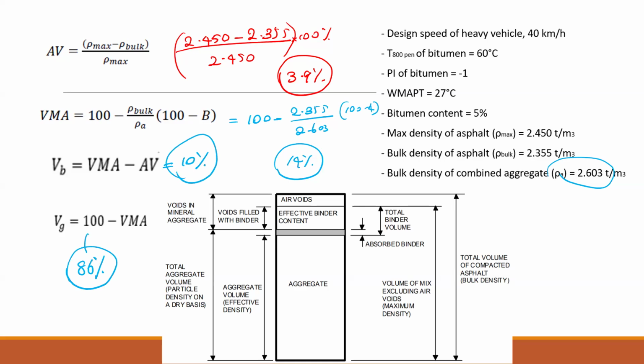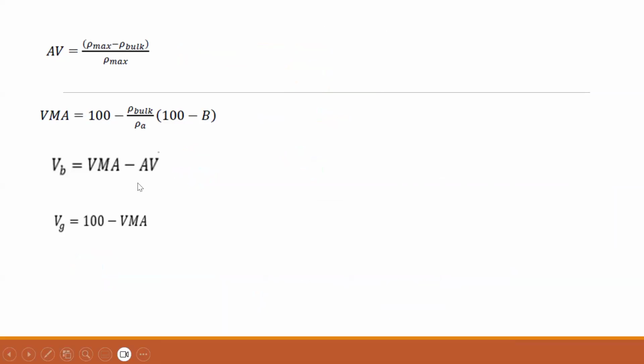Anyone have any issues with calculating these ones? You have already done this many times, so you should be fine with this. Only the VB and VG are new to you. The rest is okay. All good? Can I move on? Okay, now let's look at this graph.